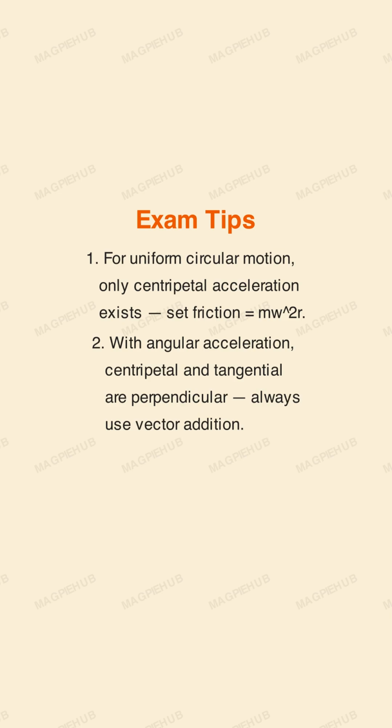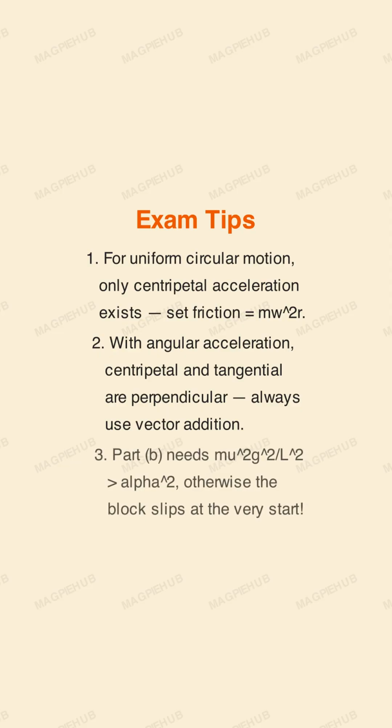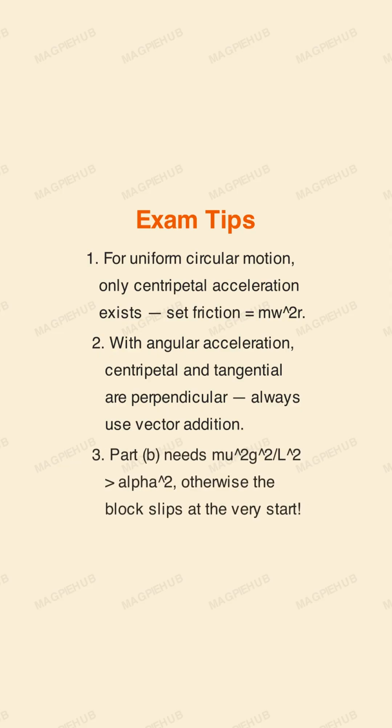Third, in part B, the result requires mu squared g squared over L squared to be greater than alpha squared. Otherwise the tangential acceleration alone exceeds friction and the block slips immediately at the start.